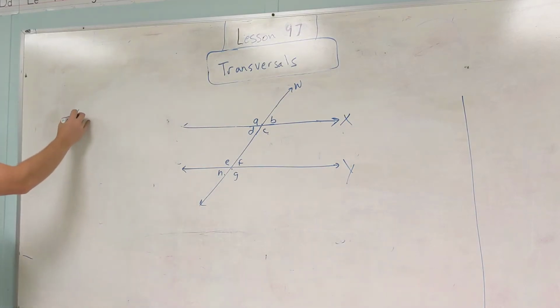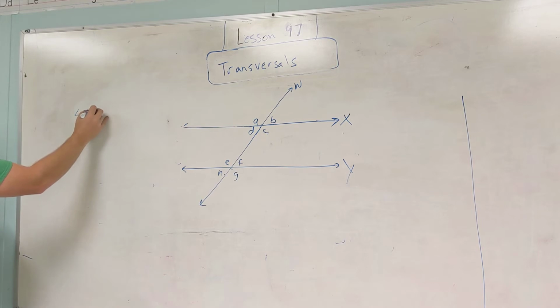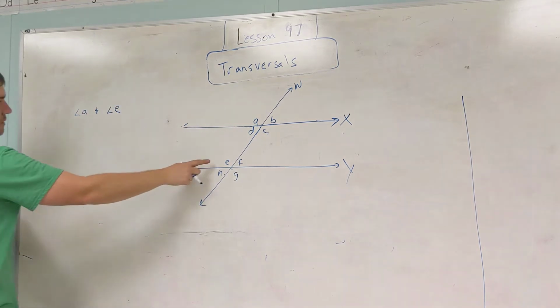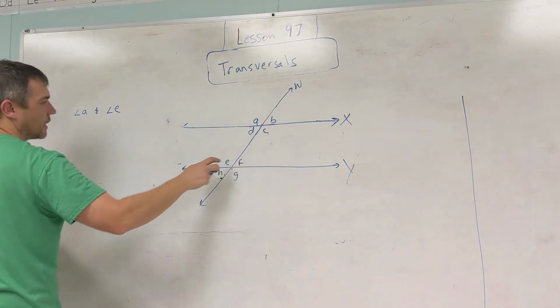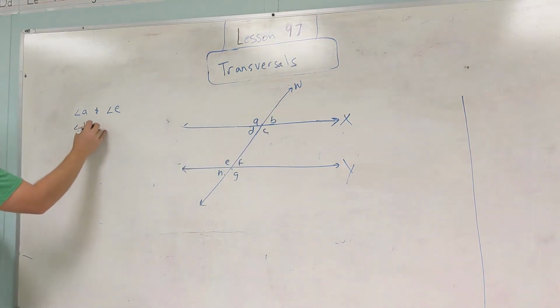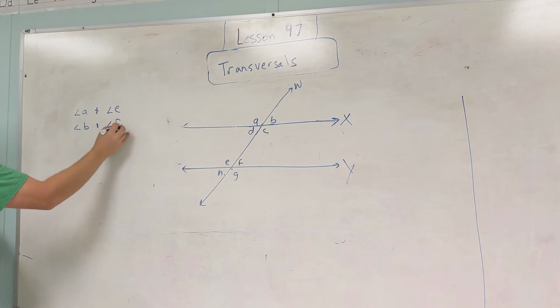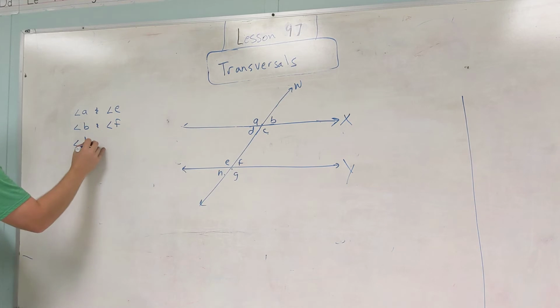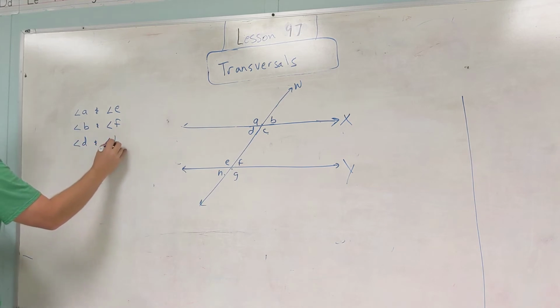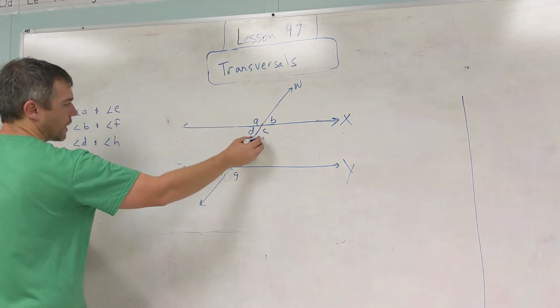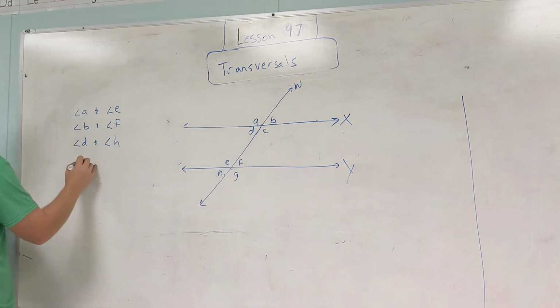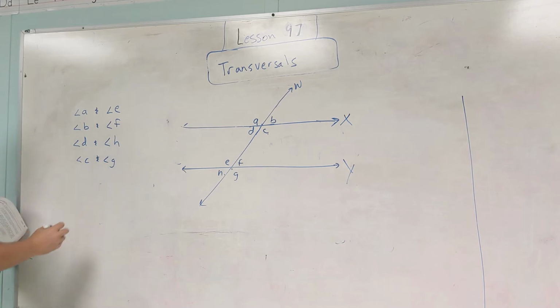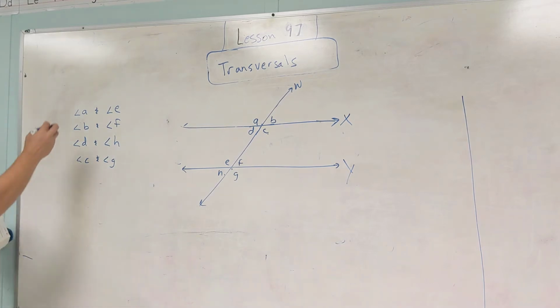So our first one is going to be angle A and angle E, because those two are in the same position. We have angle B and angle F. We've got angle D and angle H. And then we've got angle C and angle G. Okay? So those are our corresponding angles.